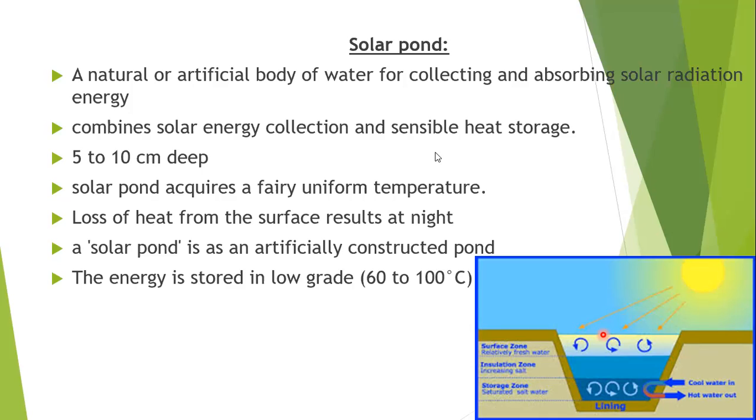Inside is a bed of insulating material. See here, the insulating zone is there. A bed of insulating material under the pond minimizes the loss of heat to the ground. So this bed acts as an insulating material and it avoids the loss of heat going into the ground.